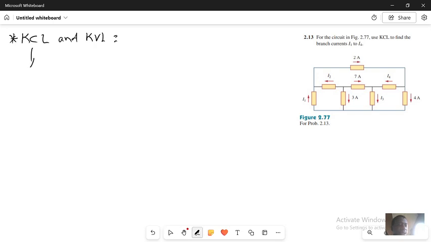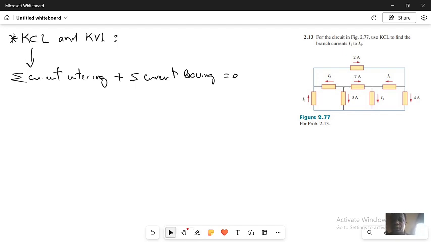As we see in the KCL, we already know that the summation of current entering plus the summation of current leaving equals 0 in a node. So we are going to do this example.